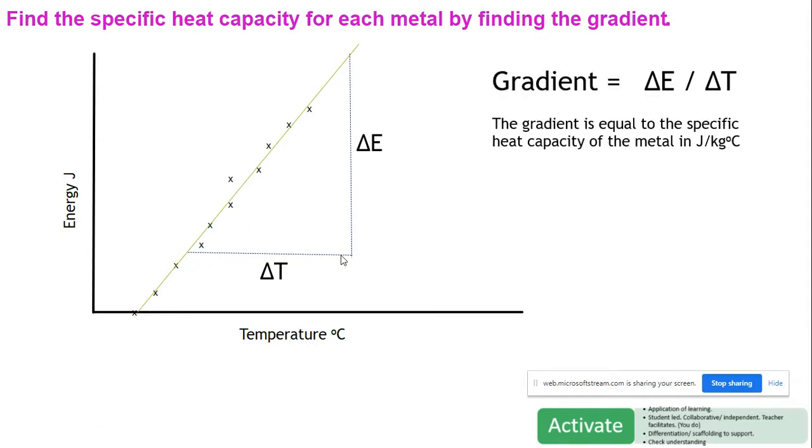Okay, my gradient is equal to that delta E divided by delta T. I do the sums, and that gives me a value of the specific heat in joules per kilogram degree C. Have a think, have a go at doing that, okay? And then moving on, finally, find both your gradients.